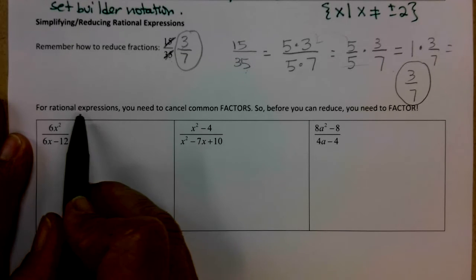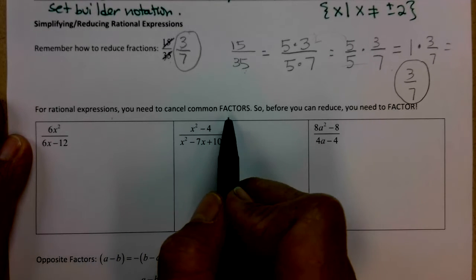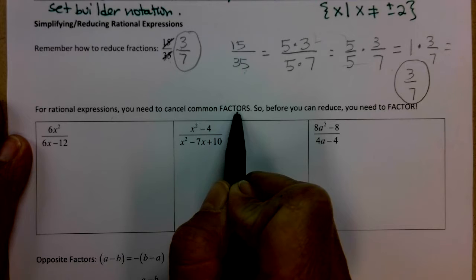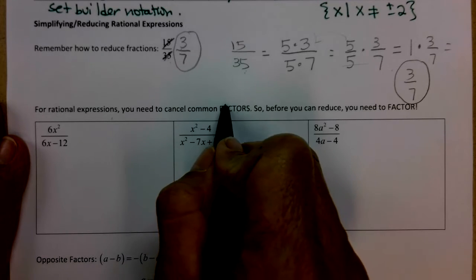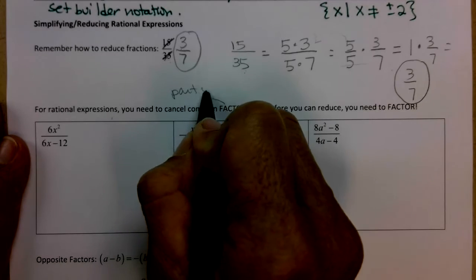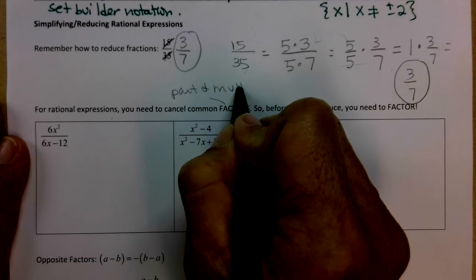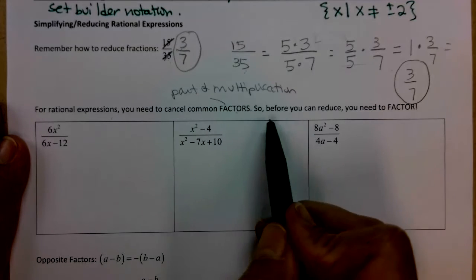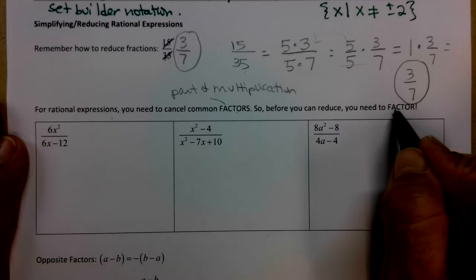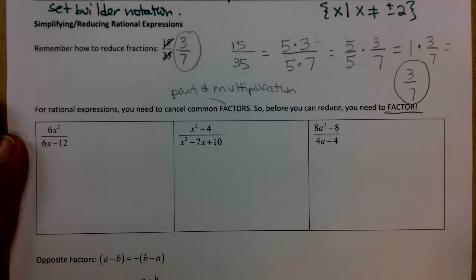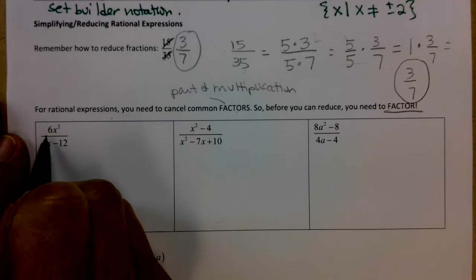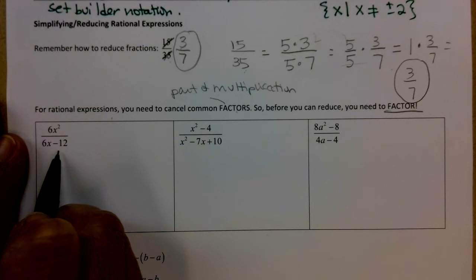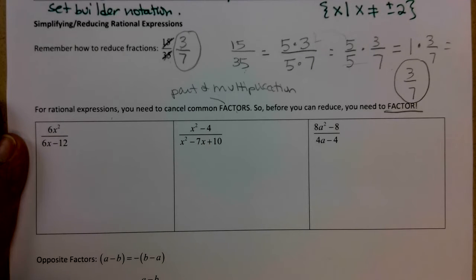So for rational expressions then, we need to cancel common factors. Factors is important. Factor, part of a multiplication. So before we can reduce, we need to factor. So here we go. I have 6x squared divided by 6x minus 12. So to start with, we would factor the denominator.